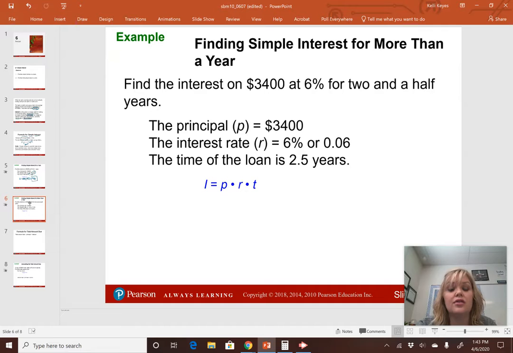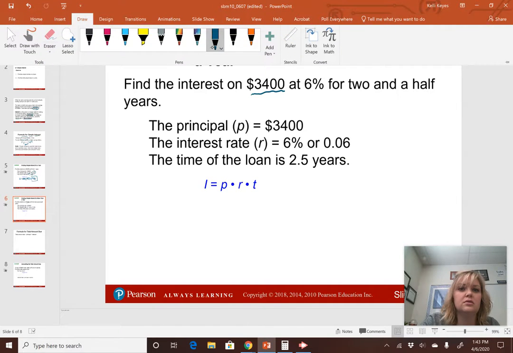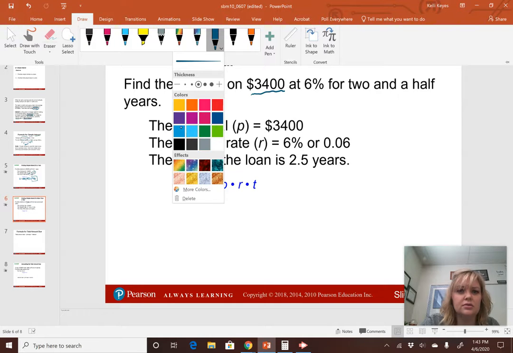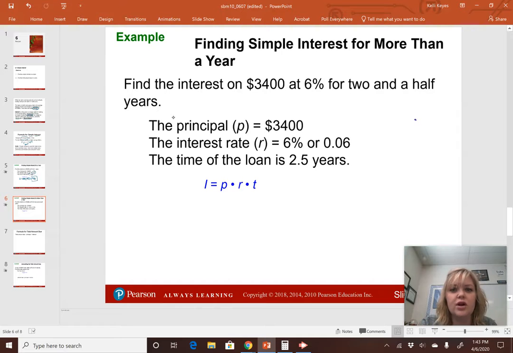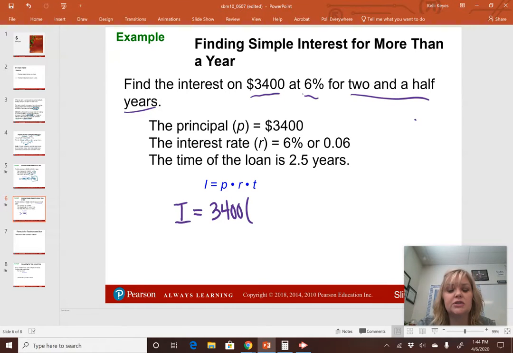Find the interest on $3,400 at 6% for 2.5 years. The interest is what we're wanting to find. So we plug in the principal, which is $3,400, times the rate, which is 6%, and we know 6% as a decimal is 0.06 because we divide by 100, and then add that 0. So 0.06 times the time in years, which is just 2.5. Or if they had 2 1/2, you would know that's the same as 2.5.